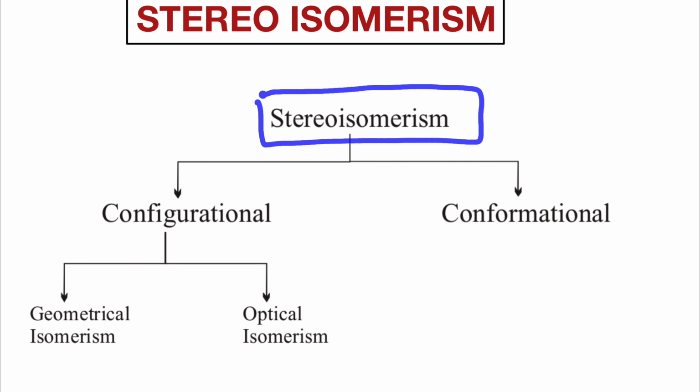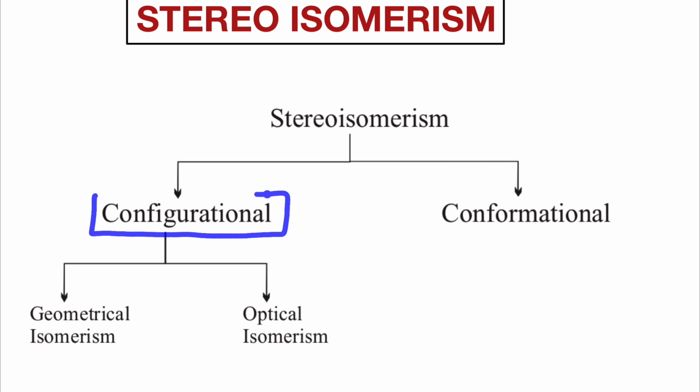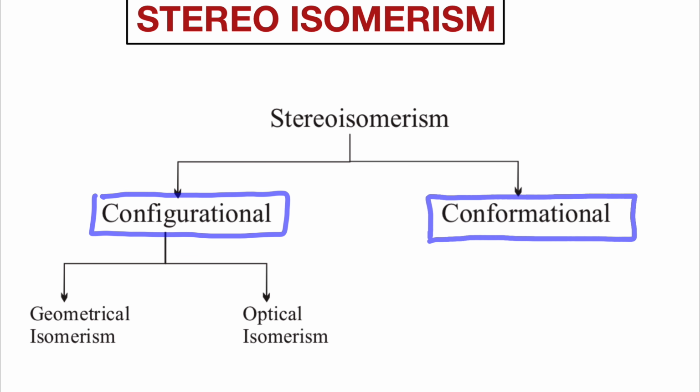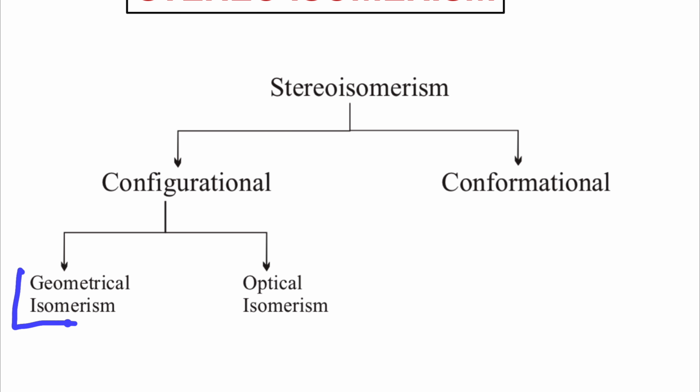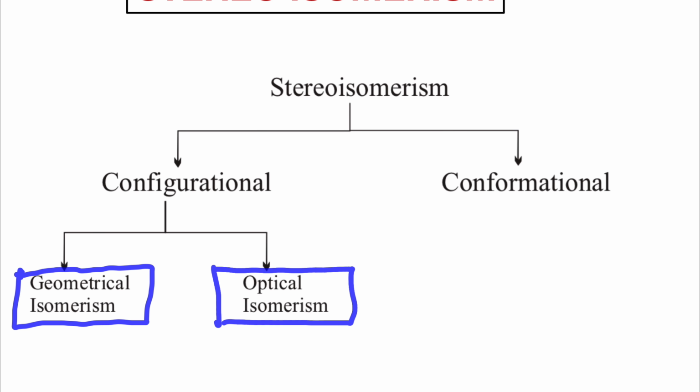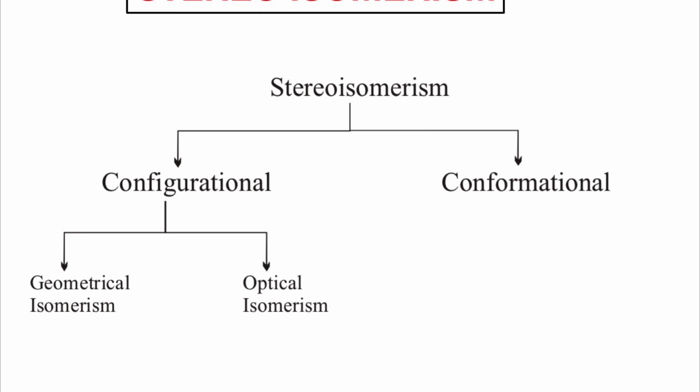Stereoisomers are actually classified into two types. They are configurational isomers and conformational isomers. Configurational isomers are further classified into two types. They are geometrical isomers and optical isomers. But in this video, I am going to give the complete definition of configurational isomers and also the definition of conformational isomers, and rotation of a C-C single bond, rigidity of a C=C double bond. So this is the classification.